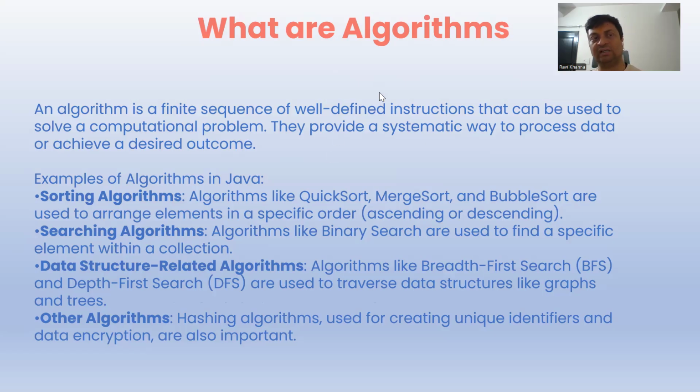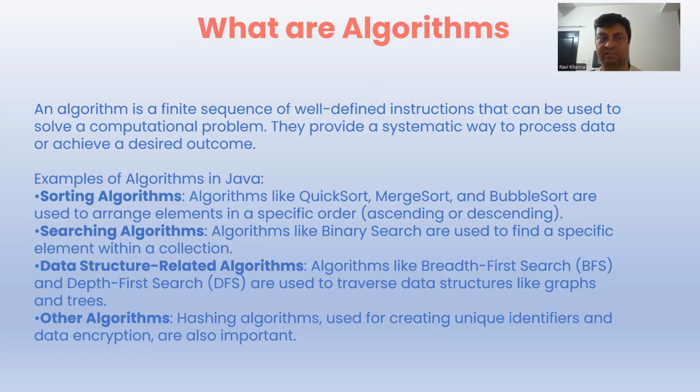So examples of algorithms in Java: sorting algorithms like quick sort, merge sort, and bubble sort. These are the various types of sorting algorithms we use in data structures, which are used to arrange elements in a specific order, either ascending or descending. Searching algorithms like binary search are commonly used to find a specific element within a collection. Data structure related algorithms like breadth first search, BFS, and depth first search, DFS, are used to traverse data structures like graphs and trees.